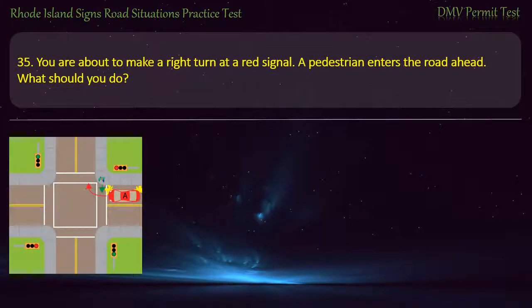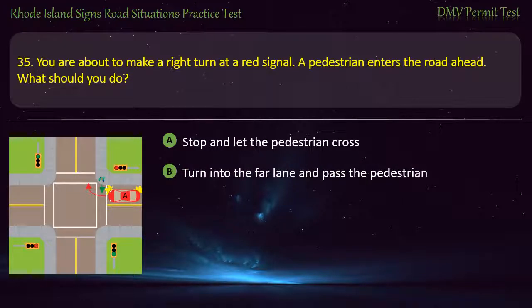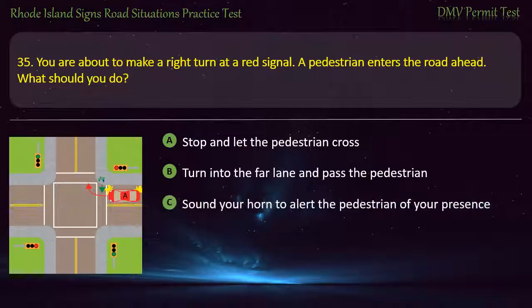Question 35. You are about to make a right turn at a red signal. A pedestrian enters the road ahead. What should you do? Stop and let the pedestrian cross. Turn into the far lane and pass the pedestrian. Sound your horn to alert the pedestrian of your presence. Speed up to pass the pedestrian. Answer. Stop and let the pedestrian cross.